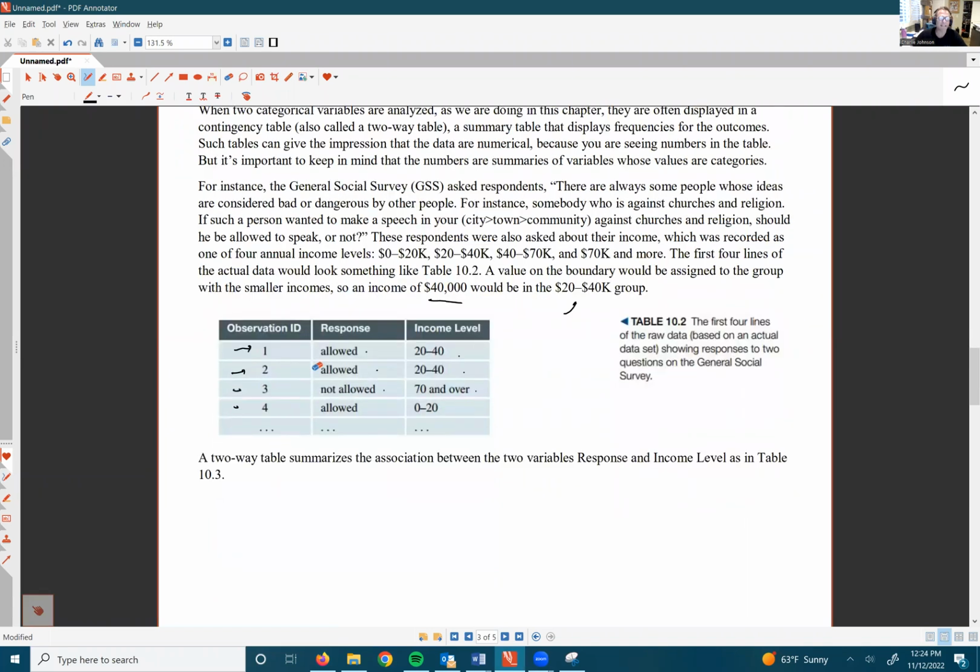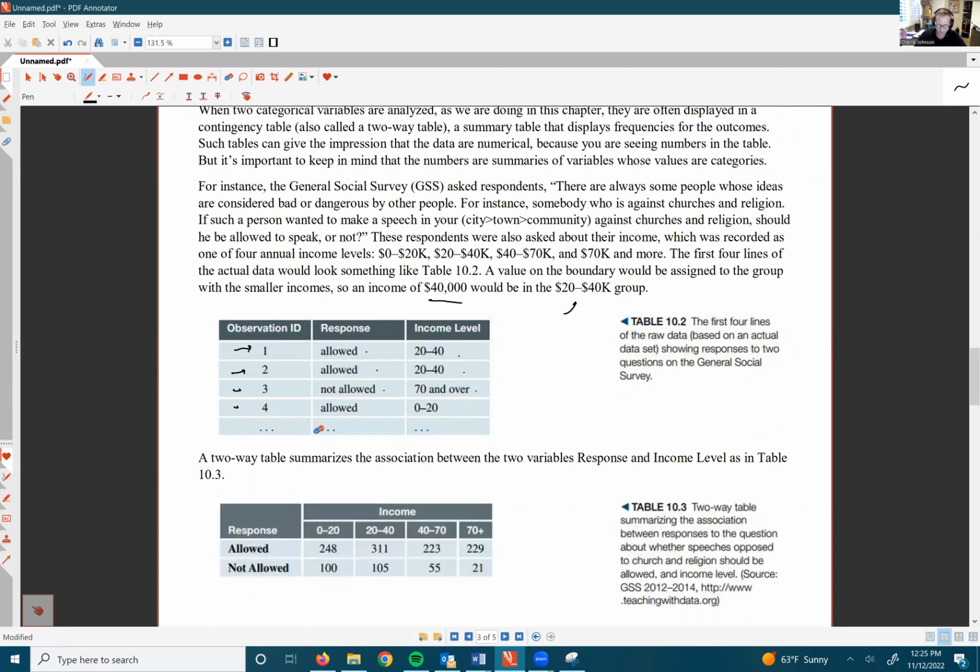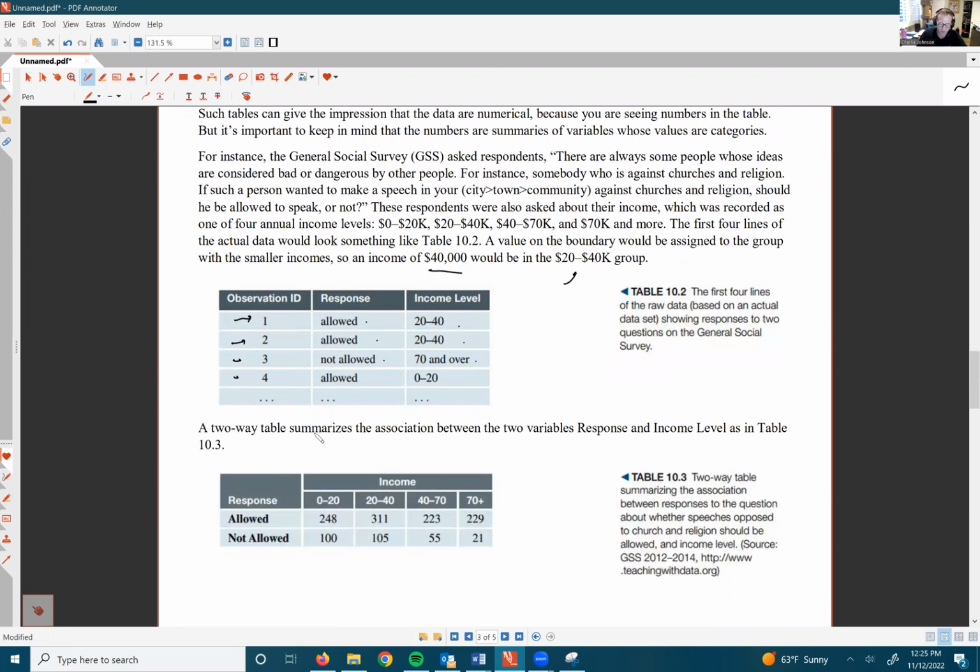A two-way table summarizes the association between the two variables, response and income level. So of the 0 to 20,000 income level earners, 248 were allowed to speak and 100 were not. Of the 20 to 40,000 income level earners, 311 were allowed and 105 were not allowed, and so on.